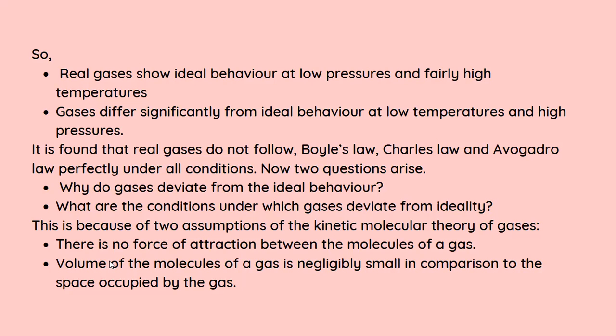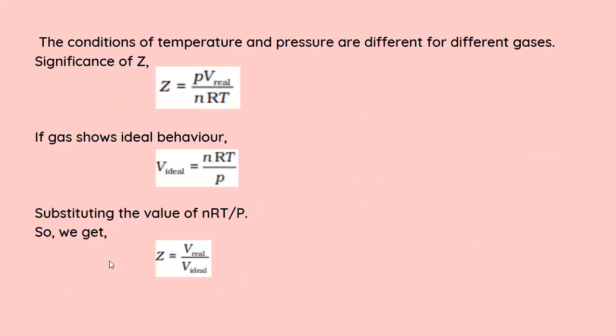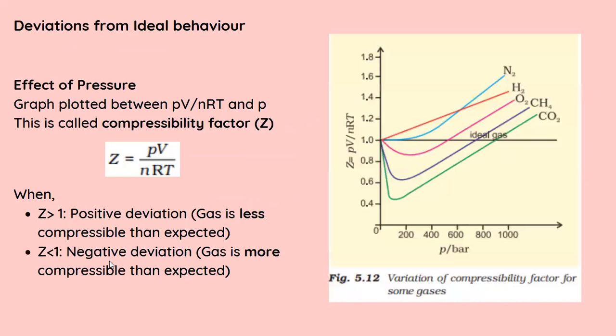So these two assumptions were not explaining certain properties of gases that were already observed. That's why we have a real gas and an ideal gas, and an ideal gas follows the rules of the gas laws under all conditions of temperature and pressure, whereas real gases do not. So with that, we're done with measurement of deviation. First of all, we're talking about the effect of pressure.